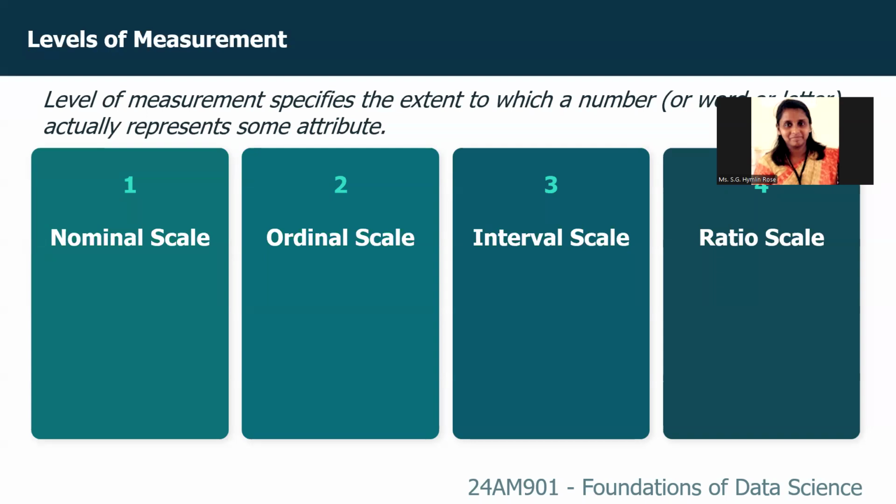Ordinal scale: ordered categories, but differences between ranks are not meaningful. For example, satisfaction ratings and education level we measure on an ordinal scale. Then interval scale: ordered values with equal differences. So 0 degrees to 35 degrees Celsius, temperature. Like that, we can have some interval scales. Then ratio scale: ordered values with equal differences and a true zero. All arithmetic is valid. That is weight, height, age, income. Everything will come under the ratio scale.